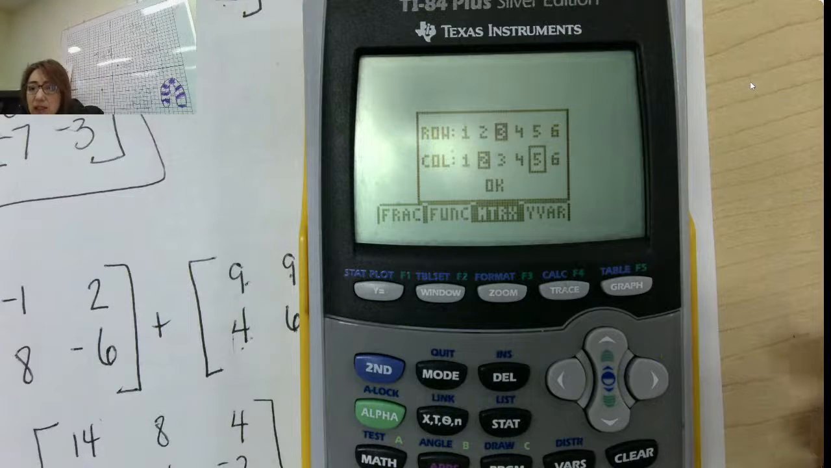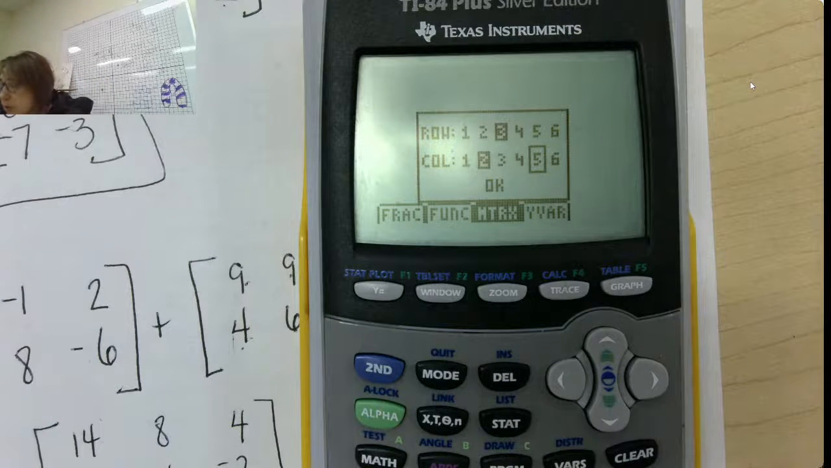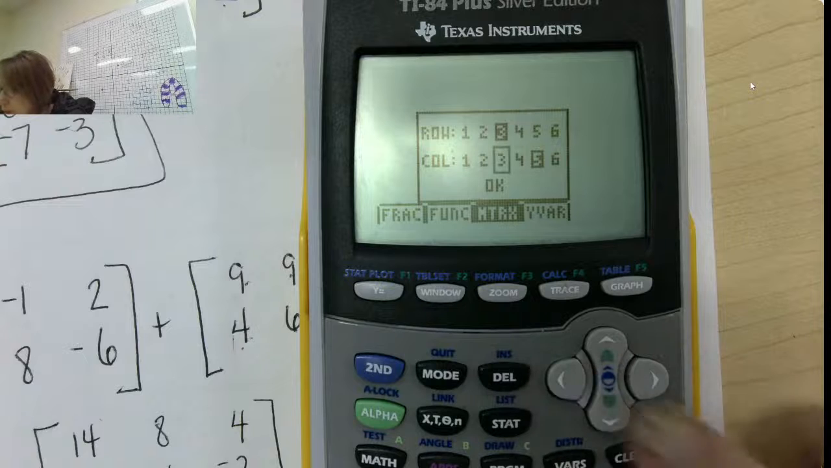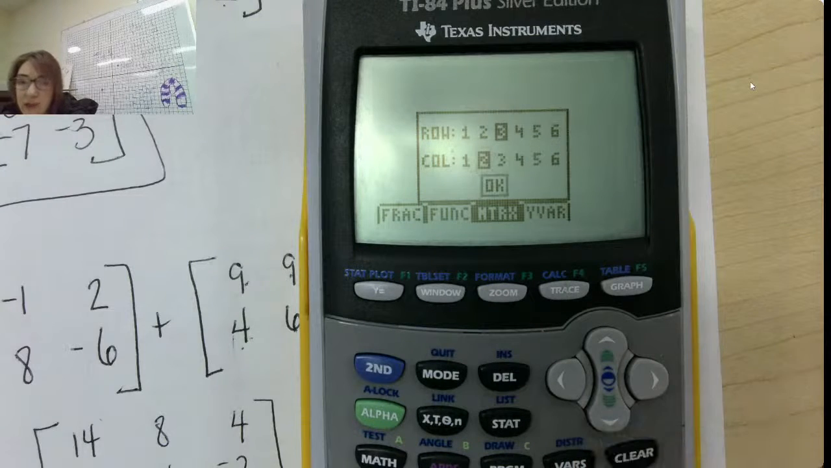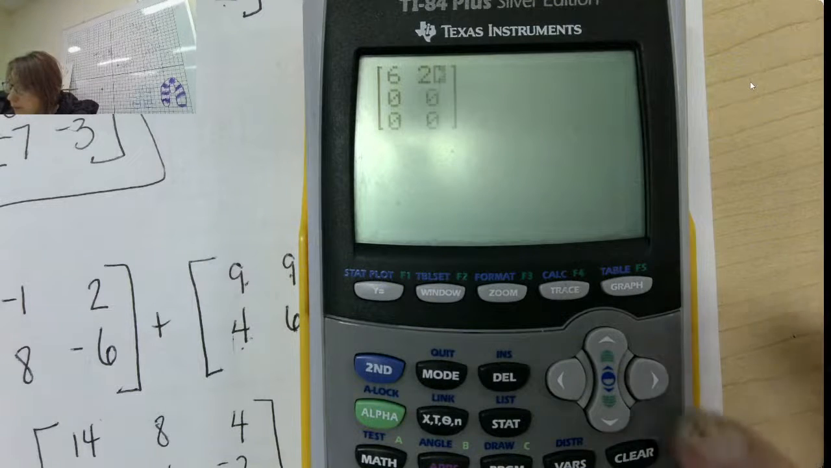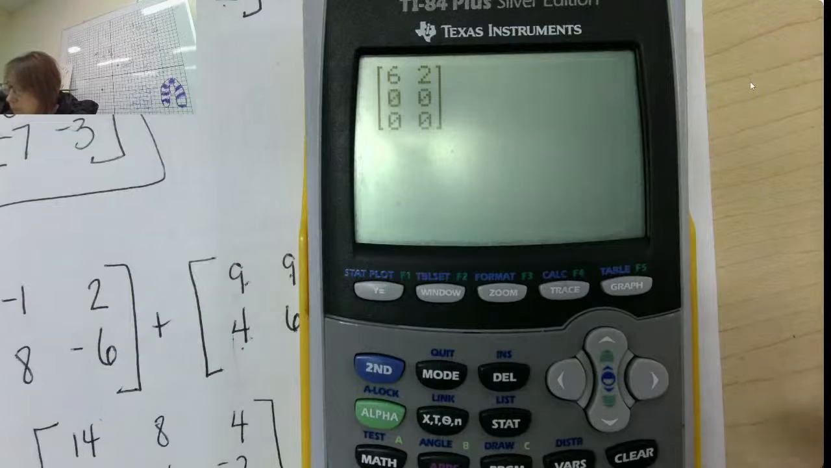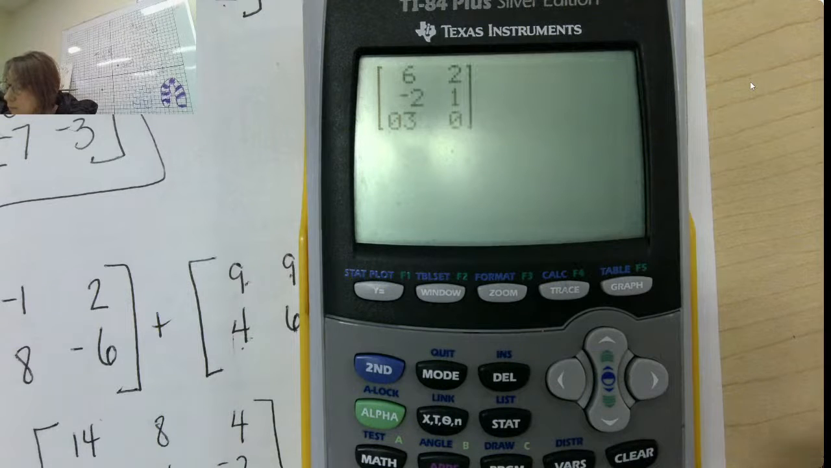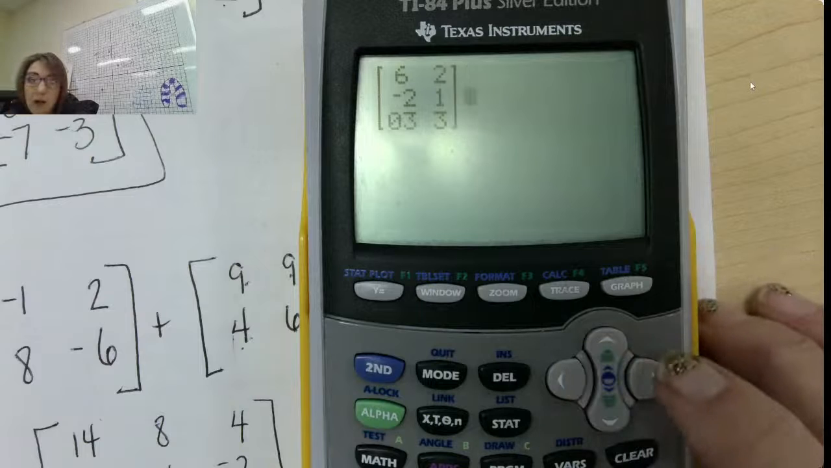Okay. So let's say we have this 3 by 2 matrix. We say, okay, it looks like this. Now you just type in your numbers. I'm just going to make up numbers, okay? All right, so there it is.